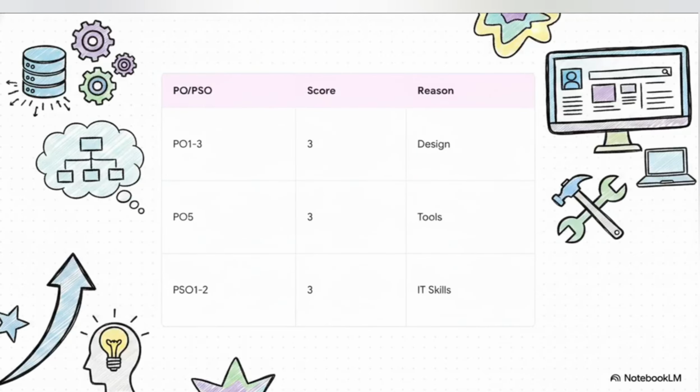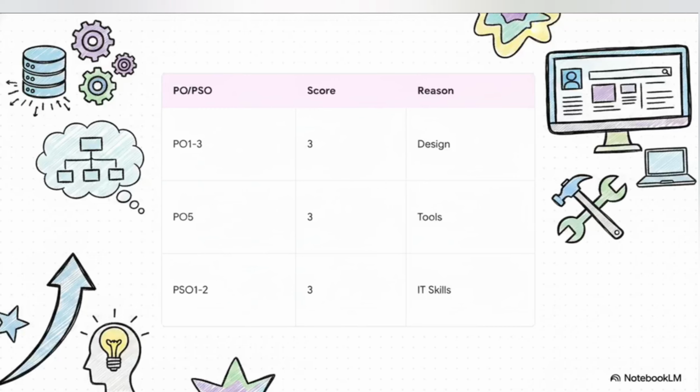Now, let's quickly contrast that with CO5, Develop Database Apps using JDBC. Because this is such a comprehensive, highly technical task, it triggers strong mappings across the board. Building a database app applies core engineering knowledge, problem analysis, and complete solution design. So POs 1, 2, and 3 all get a strong score of 3.